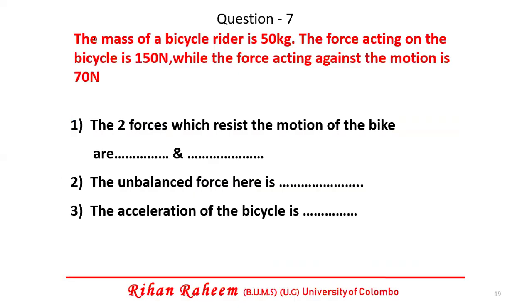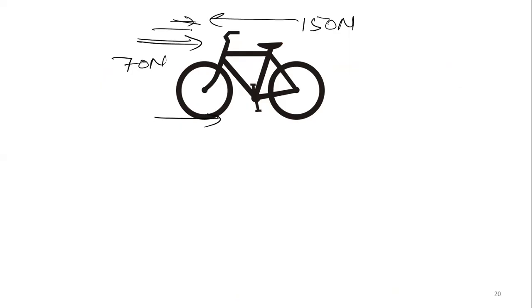Question number 7. The mass of a bicycle rider is 50 kilograms. The force acting on the bicycle is 150 Newton. That means he's pedaling with 150 Newton. While the force acting against the motion is 70. Now you all know there is air resistance, no? So when he is riding the bike, maybe air resistance, maybe friction. This is the force he is putting, 150 Newton, but somehow a 70 barrier is there, maybe air resistance and friction together. The weight of the bicycle and the person is 50 kilograms.